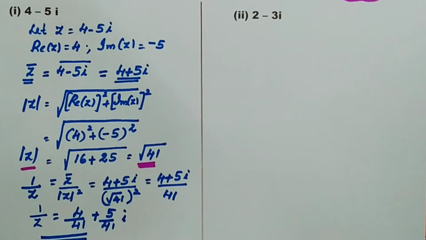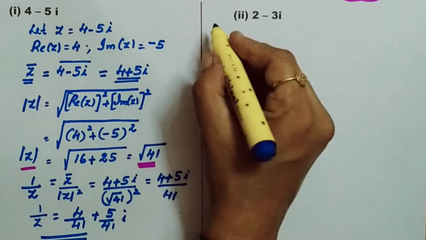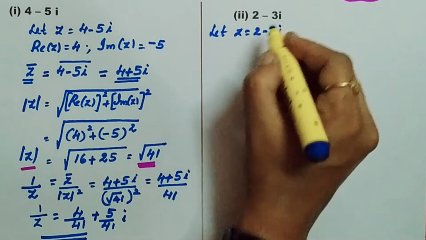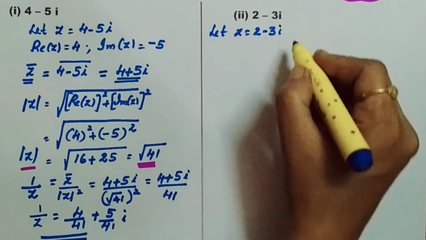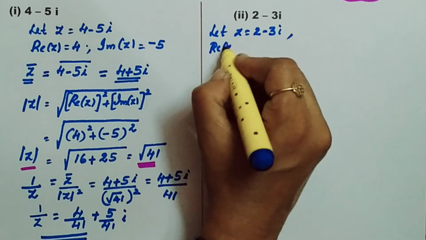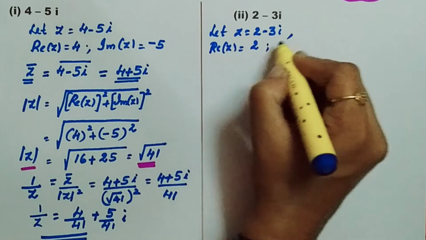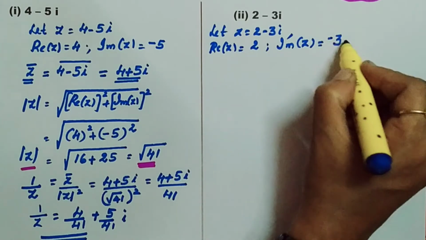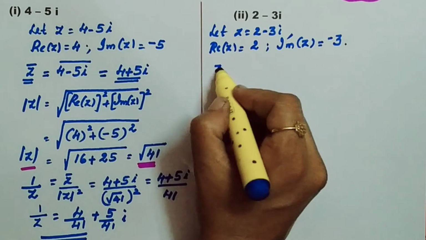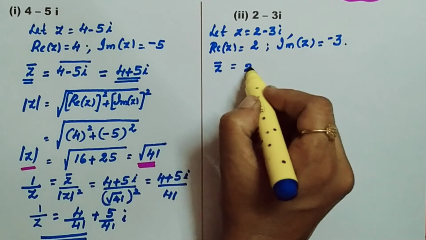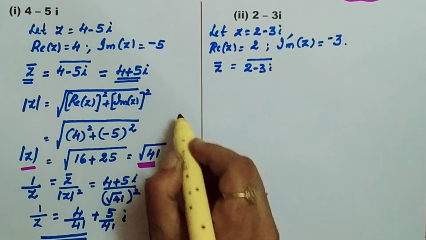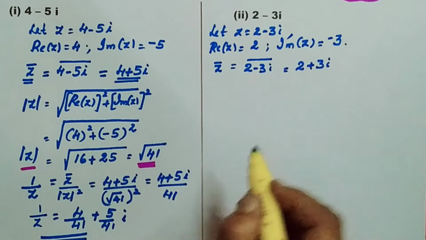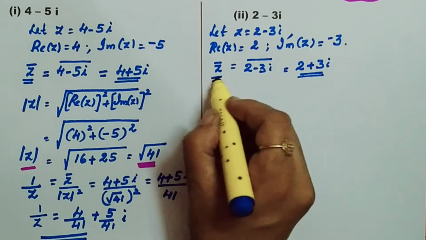Consider another number, let z equal 2 minus 3i. We are asked to find the multiplicative inverse of z. At first you need to write the real part of z, which is 2, and the imaginary part of z, the number which comes along with i, that is minus 3. Next you need to find z bar. Z bar means the conjugate of 2 minus 3i, which becomes 2 plus 3i. This is z bar, the conjugate of z.